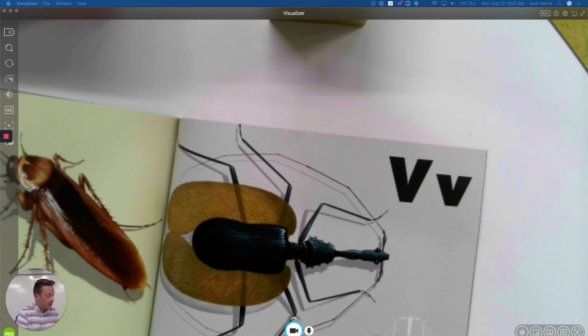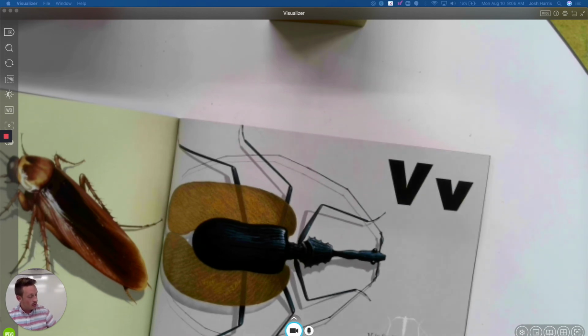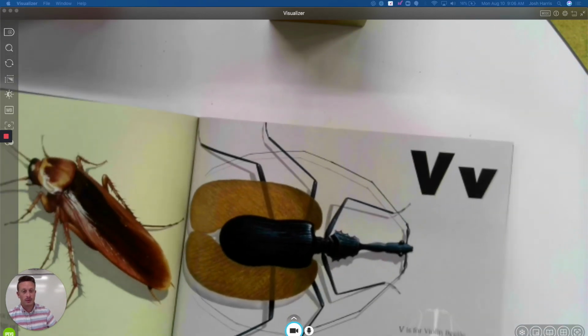V is for violin beetle. Here's another crazy shaped beetle. It looks like a violin. Let's see. If we had a viola beetle, a cello beetle, and 2 violin beetles, we would have a beetle string quartet. A violin beetle can also be called a guitar beetle.